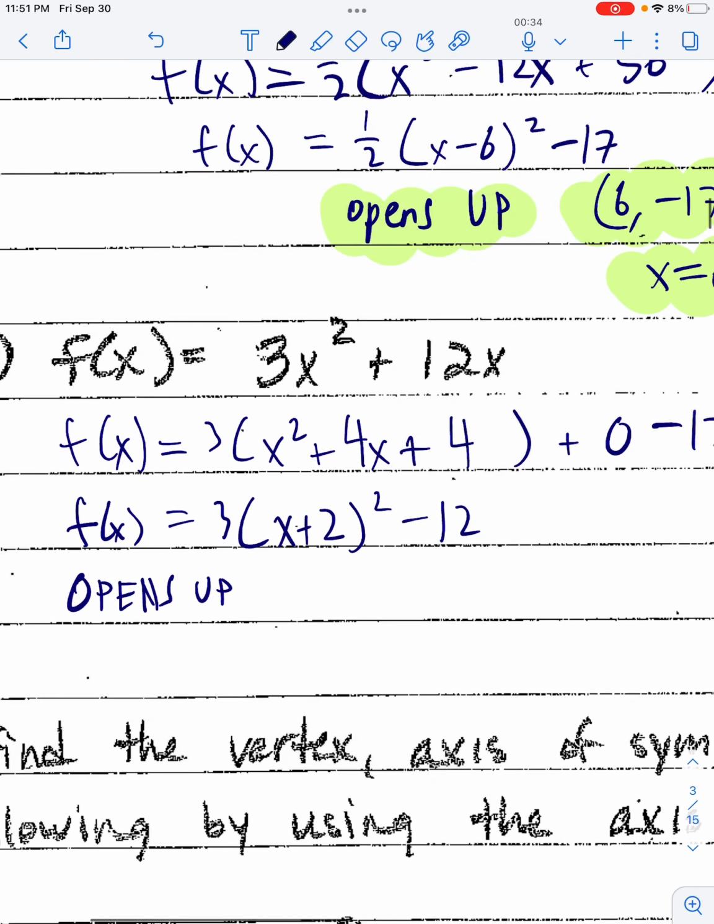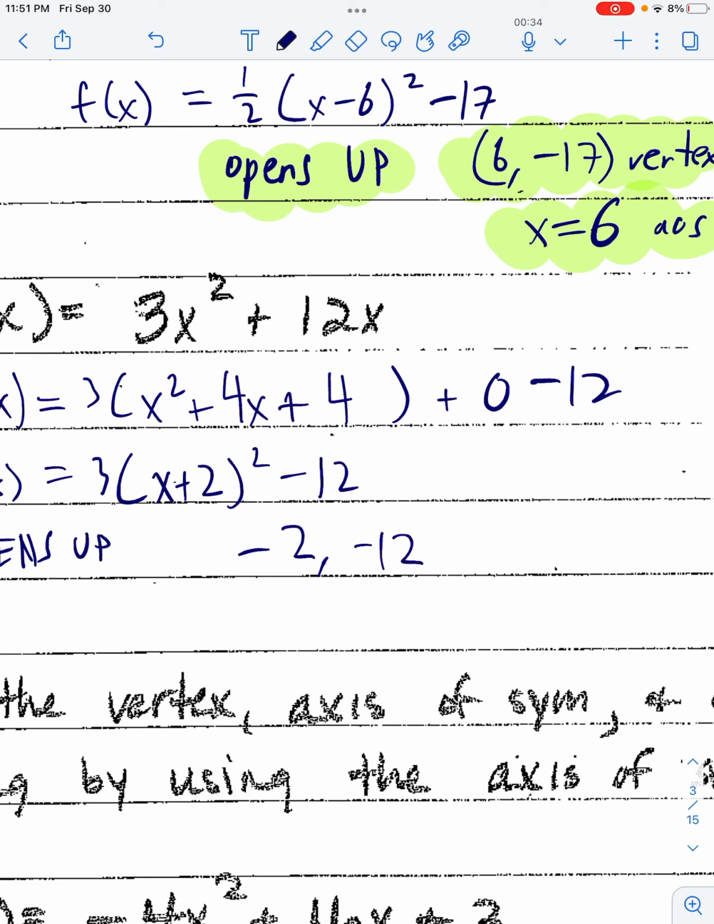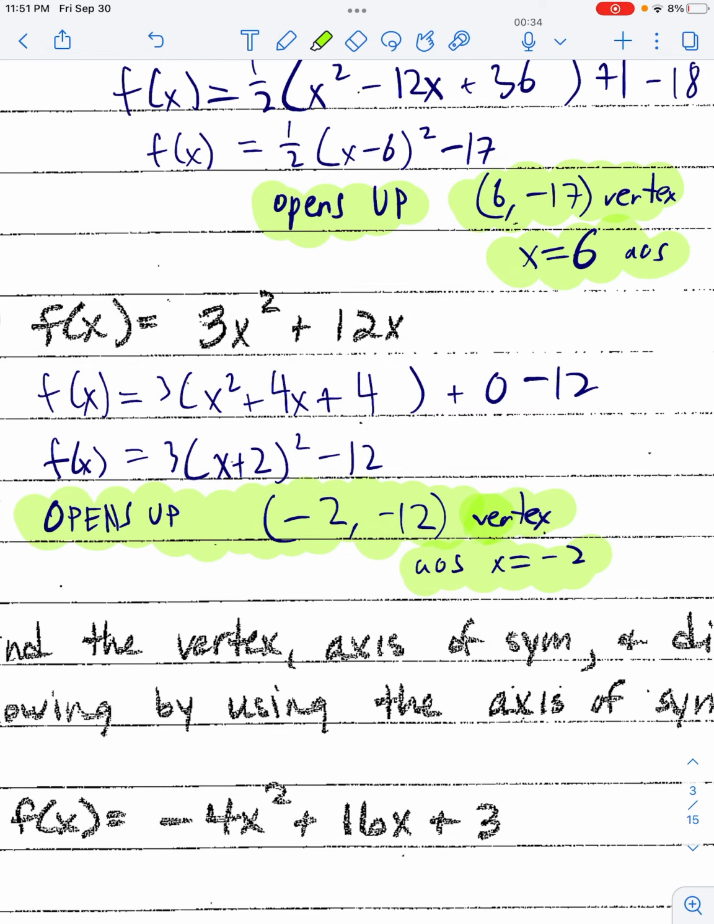And then my number inside my parentheses next to x plus 2, the opposite of that is going to be the x-coordinate of my vertex, and the y-coordinate is just going to be this number that's outside my parentheses right after them. So negative 2, comma negative 12 is the vertex, and then the axis of symmetry is just x equals that x-coordinate of my vertex, which is negative 2. So there's my solution.